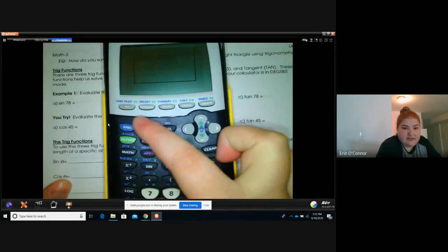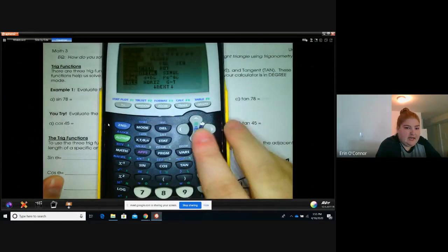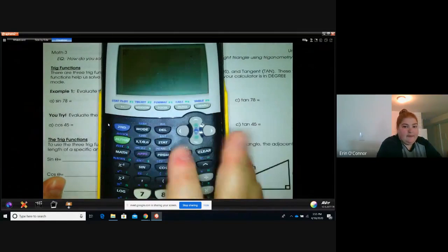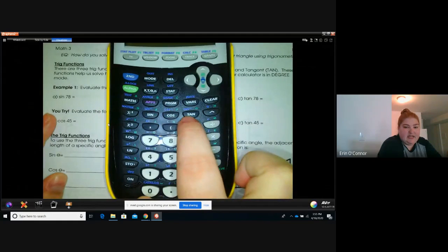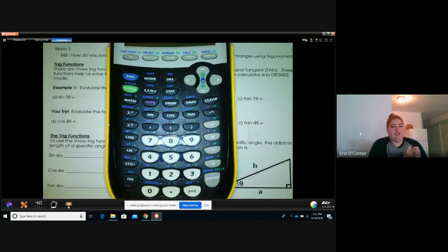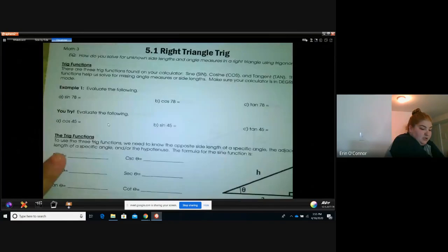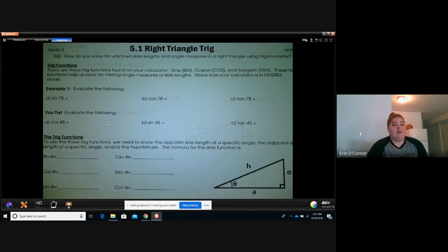So I have to turn it on first. And then I'm going to press mode at the top right next to second. And if you can see radian is highlighted, we need to put it in degree mode. All right, so there are 3 different trig functions on here. There's sine, cosine, and tangent. And whenever you do it on the computer, you can generally just abbreviate those as sin, cos, tan as they're abbreviated on here, and you can just type it in. So these trig functions help us solve for missing angle measures or side lengths of a right triangle. Make sure your calculator is in degree mode, which we already did.